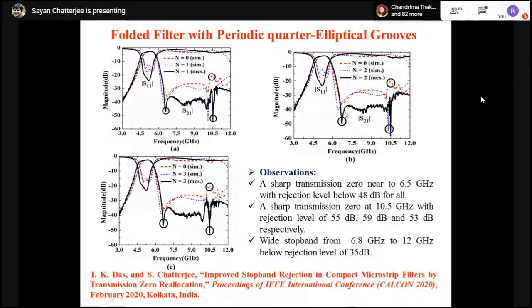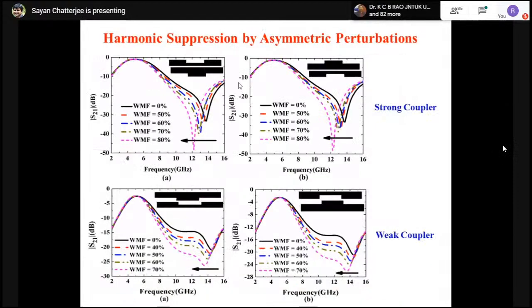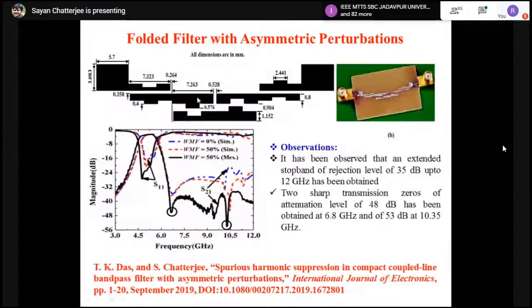This is another design where asymmetric perturbations are used for weak coupling and strong coupling. These asymmetric perturbations are again certain kinds of unit step perturbations that we have introduced over our single line. When we use it for the individual characteristics of a unit cell, we have seen that with modulation the frequency positioning, actually the transmission zero reallocation, happens. This is termed the width modulation factor, WMF, where the width of these indentations is modulated. With that, we again design the inline structure with very good harmonic suppression, and folded structures where we have certain advantages of very good harmonic suppression.